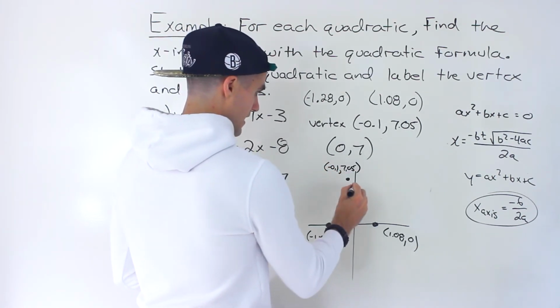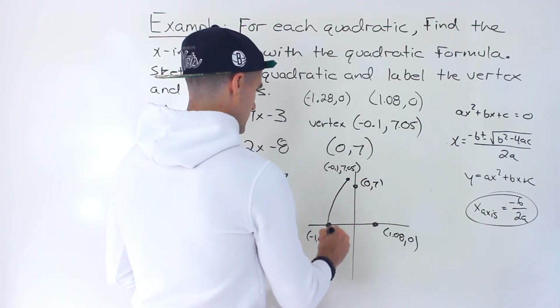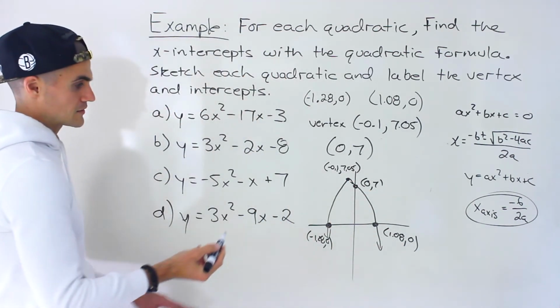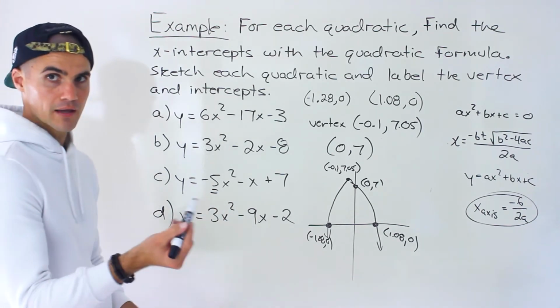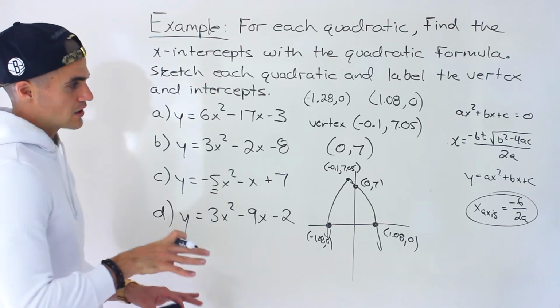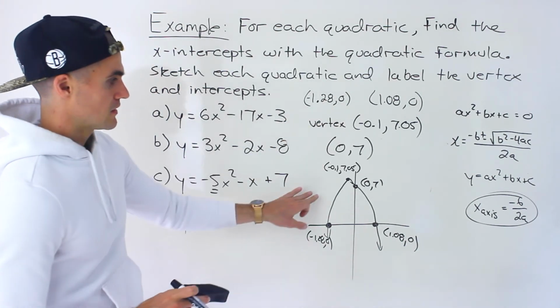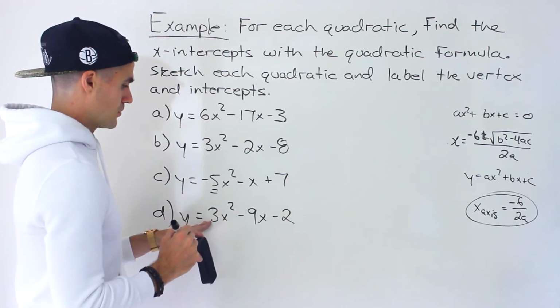And then we'd have 0 and 7, which would be right there. And so we end up with a quadratic that looks like that. Notice it's opening downwards because that a value is negative. It makes sense that it would be opening down. So in this case, lots of decimals when we were finding those x-intercepts, but nevertheless, this is what the quadratic would look like. And then finally, part D.